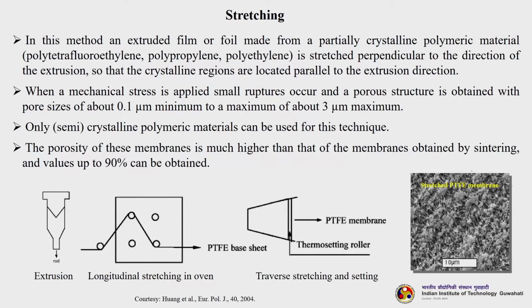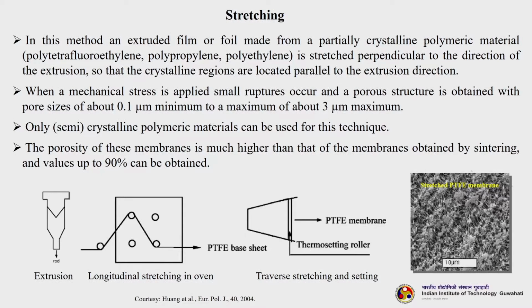So, in this method an extruded film or foil made from a partial crystalline polymeric material, usually polytetrafluoroethylene PTFE, polypropylene PP or polyethylene, is stretched perpendicular to the direction of the extrusion, so that the crystalline regions are located parallel to the extrusion direction. Basically, there is a film which is casted, okay, and you are supposed to stretch that. So, stretching can be done by various methods, okay. So, you are applying a mechanical stress basically, right. What is the intention? To create cracks or ruptures, okay.